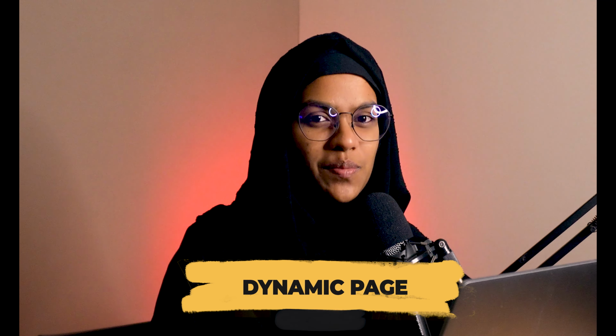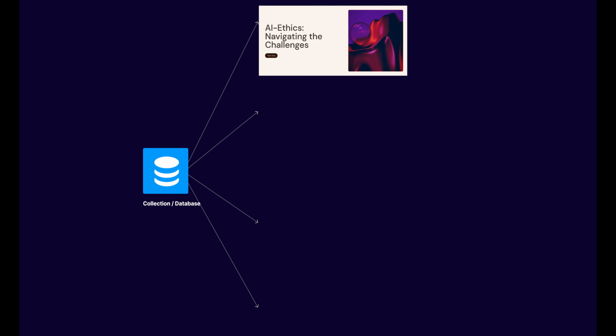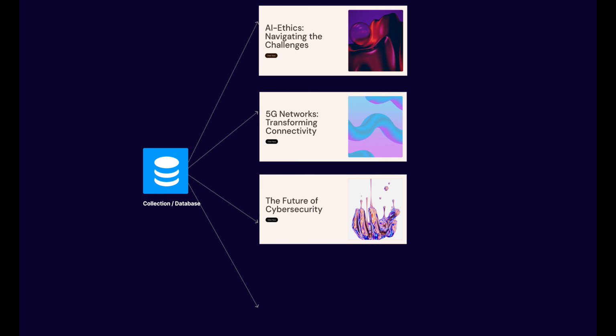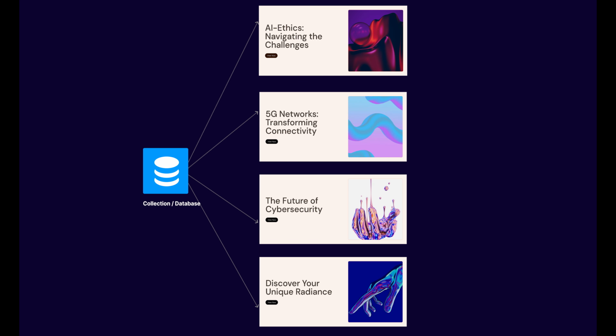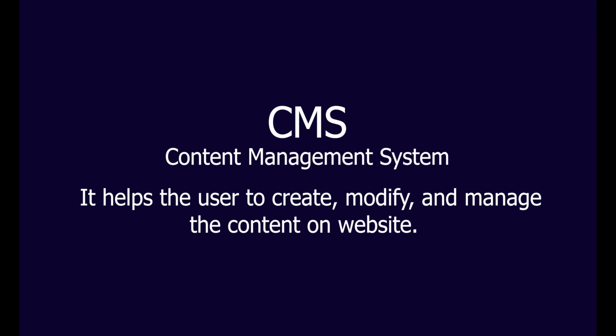There comes the dynamic page, where you can do the design only once and make the connection with the CMS. So the information stored in the CMS will be extracted and displayed in the dynamic page. Whereas the CMS is a content management system. It helps the user to create, modify, and manage the content on a website.